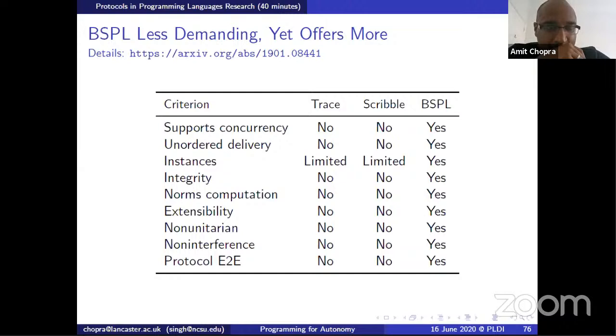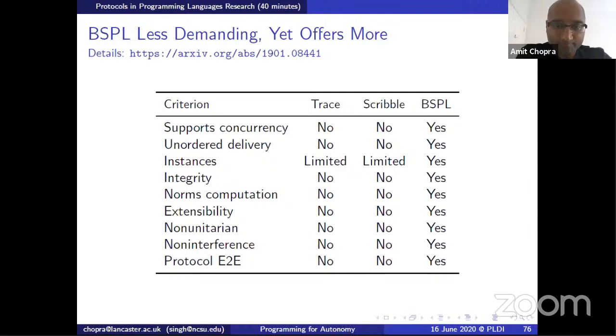Then of course, if you don't have the notion of an object, you can't compute norms on top of them. Trace and Scribble don't support extensibility either, which is just, I think, an artifact of how they are formalized. They assume that the protocol is the entire universe of discourse, but an agent can be enacting in many protocols. So you should not limit an agent's state to a protocol as the universe of discourse, which is what BSPL does. The universe of discourse is all the things that an agent can observe.